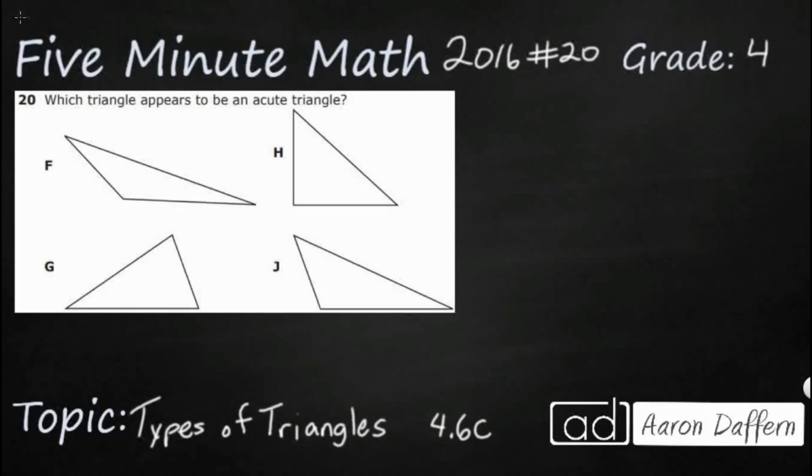Today we are looking at the 4th grade concept of types of triangles. This is standard 4.6C in the great state of Texas, and we are using item number 20 off the 2016 released STAAR test. If you have not done so already, please go ahead and take a moment to pause the video, work this problem out on your own, unpause it, and then we will look at our answers together.